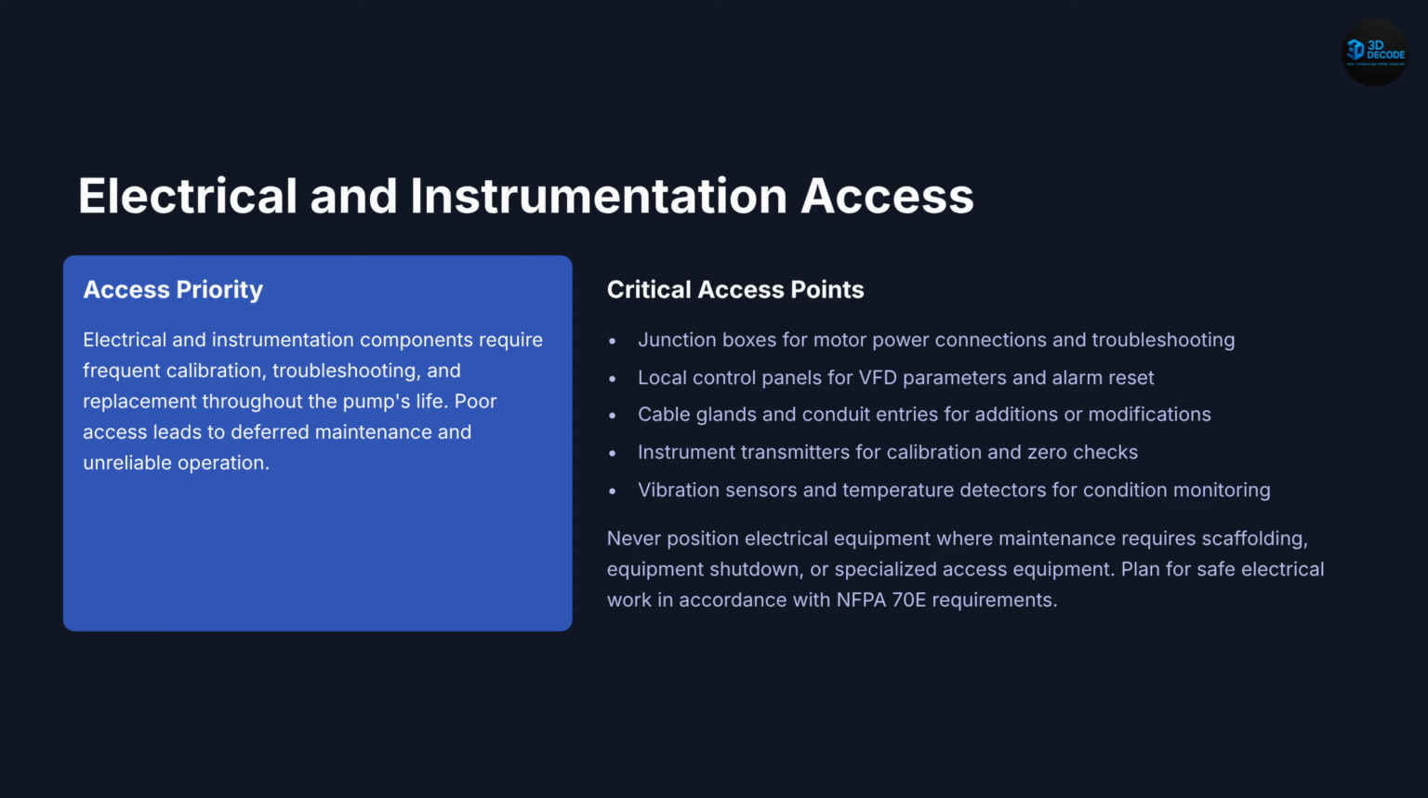This is why smart GA layouts provide easy access to junction boxes, control panels, cable glands, transmitters, vibration sensors, temperature detectors. And here's a powerful engineering principle: if maintenance feels difficult, eventually it won't happen. That single mindset explains many industrial failures.